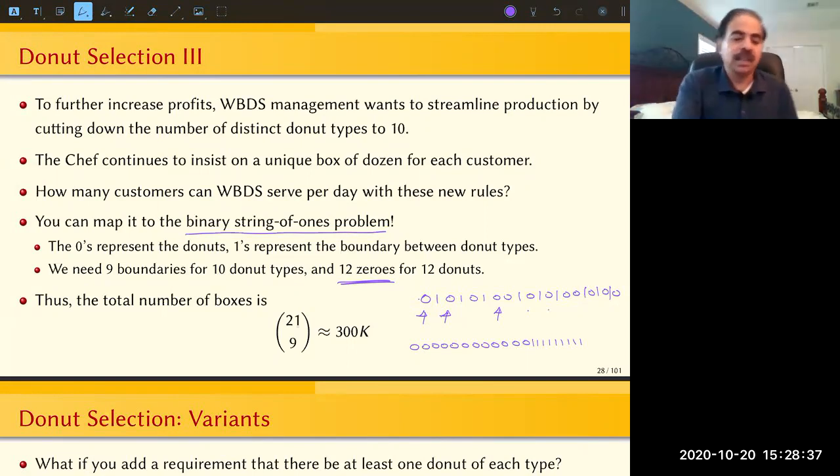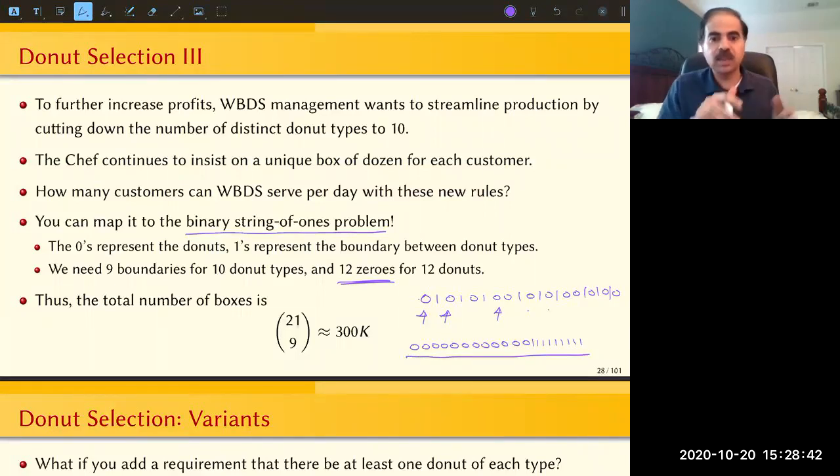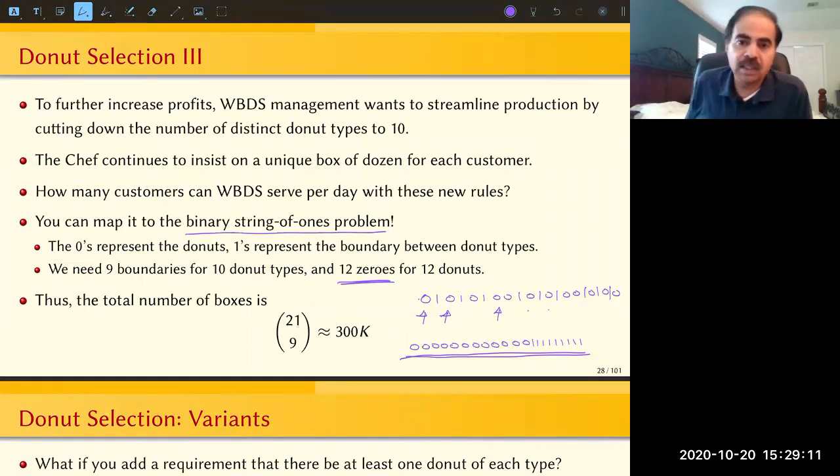So the way to interpret this is that you have the 10 types of donuts in front of you. You start from the first type. When you see a 0, you take a donut and put it into the box. When you see a 1, then you move from the current type to the next type, right? So this way you mechanically think of this string as representing an algorithm that tells you exactly how to fill this box, right?